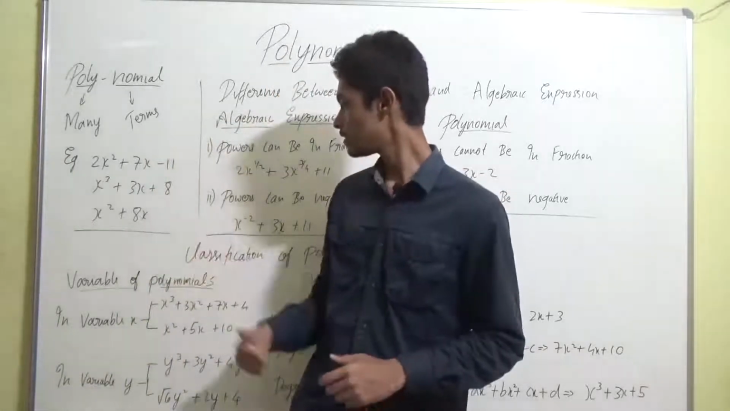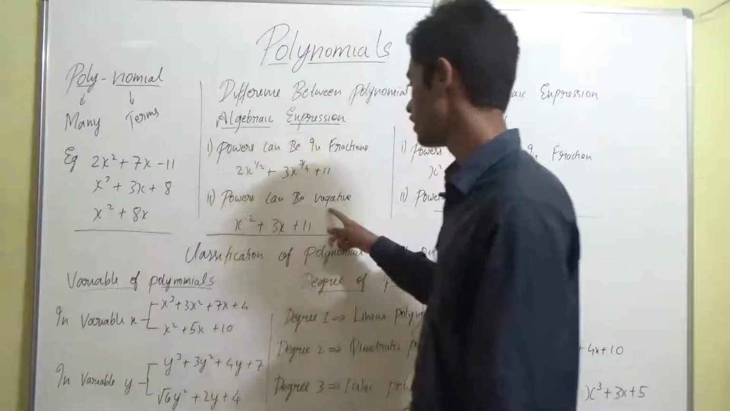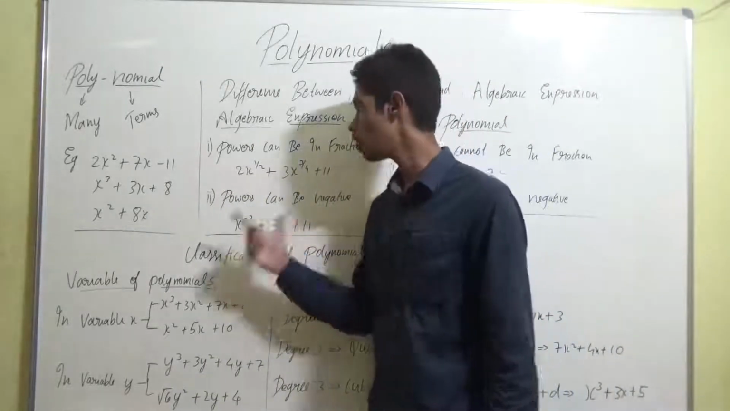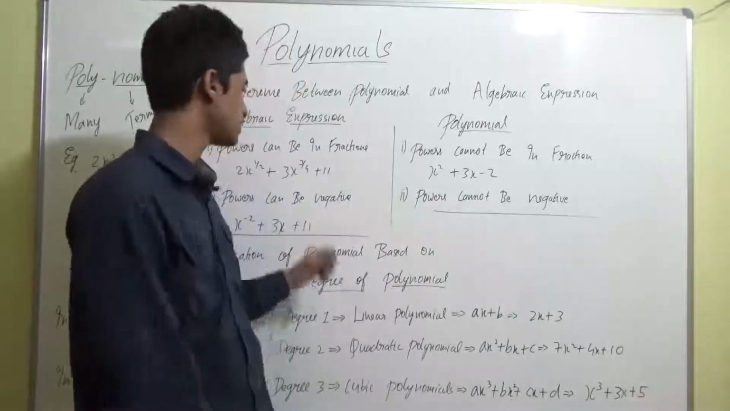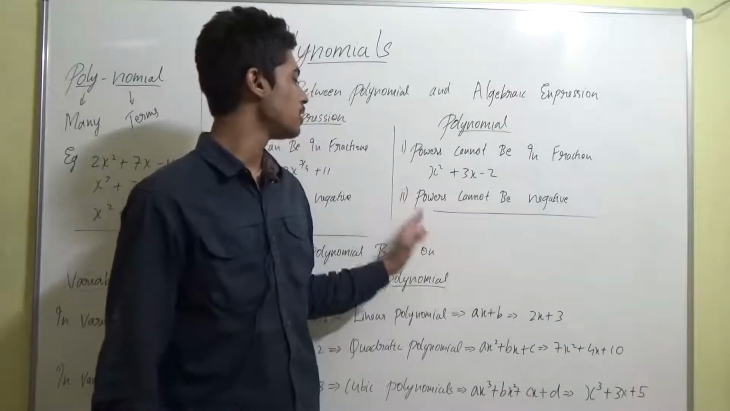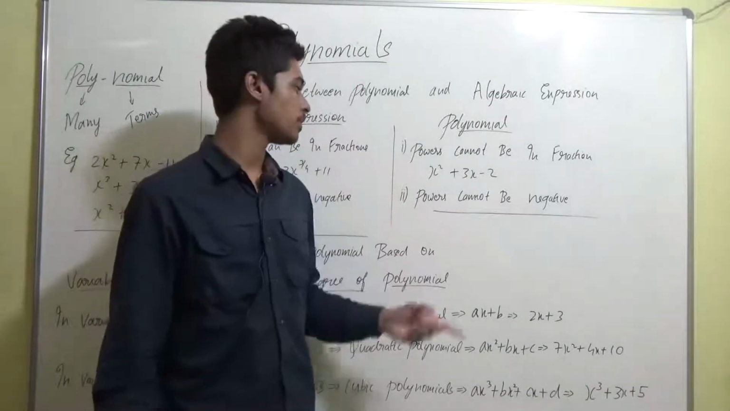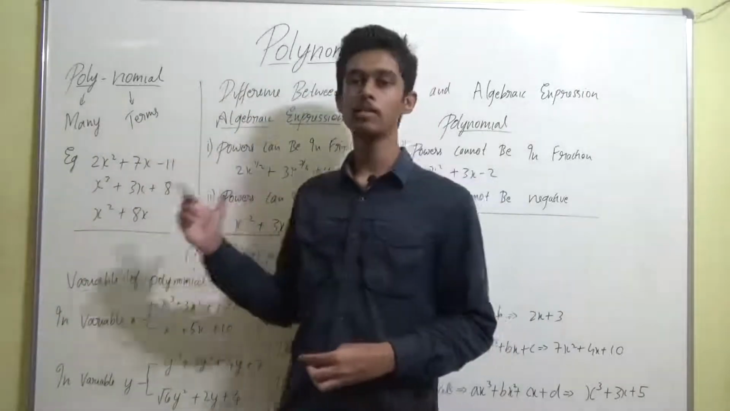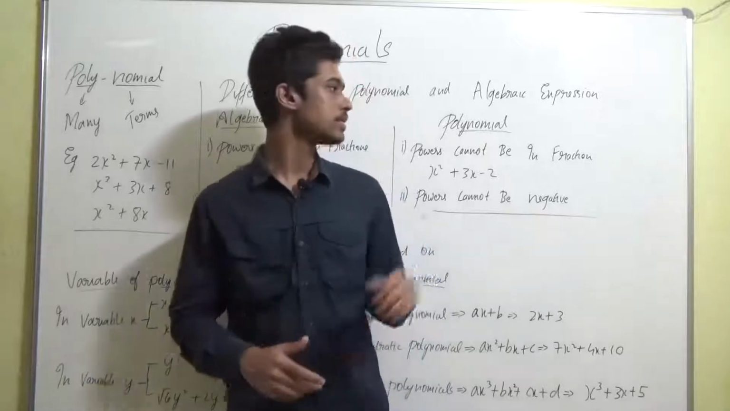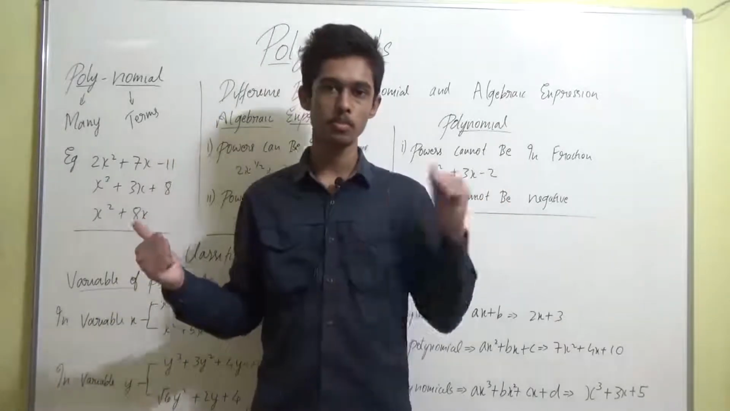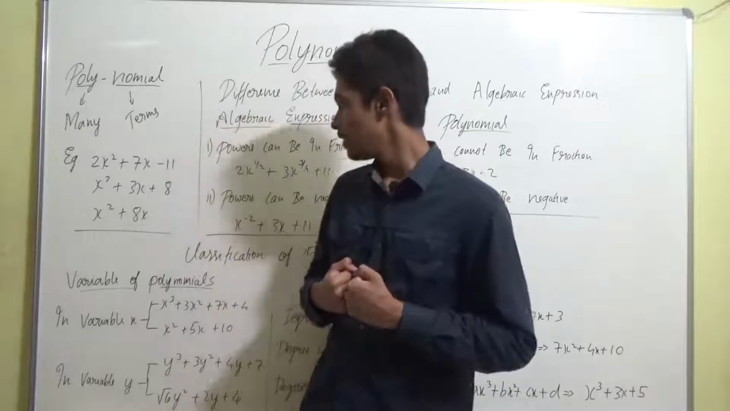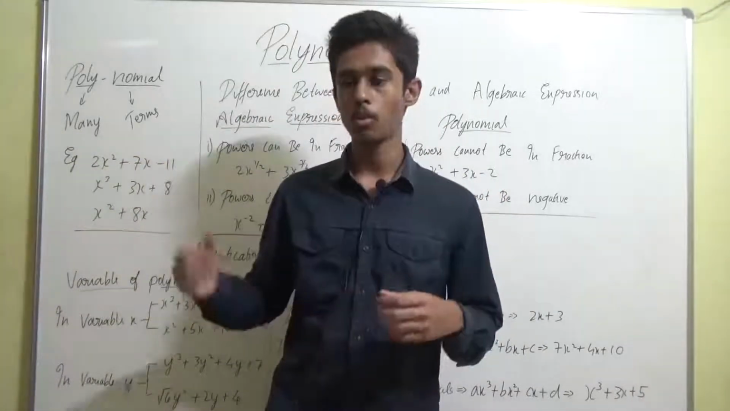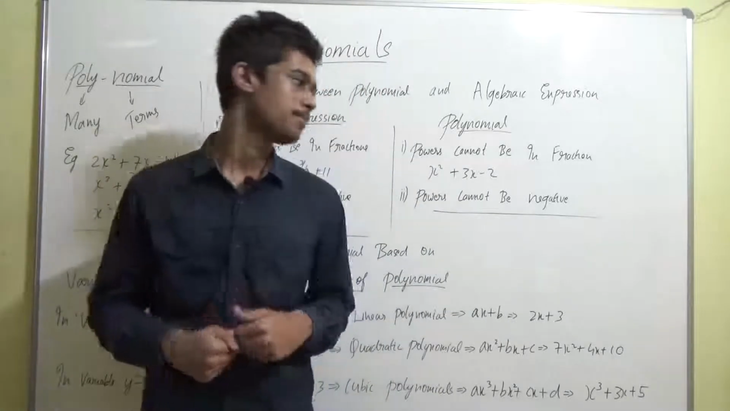And the second condition is that power cannot be negative. For example, x to the power minus 2 plus 3x plus 11. This cannot be a polynomial guys. This can only be an algebraic expression. For an algebraic expression to be a polynomial, in the expression no term's variable should have a negative power. That's the second condition for an algebraic expression to be a polynomial. This was the difference guys. It's important to know. Just keep it in your mind. Probably they won't ask in the exams, but still.